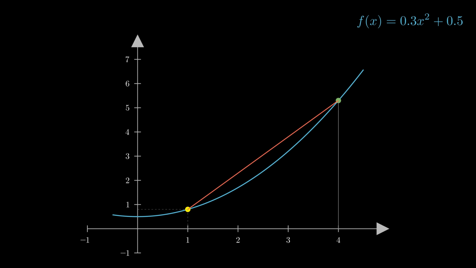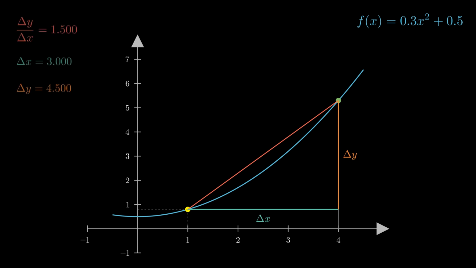Now I mark 2 important distances. This horizontal distance is delta x. This vertical distance is delta y, and the ratio of these two gives us the slope, delta y divided by delta x. Right now it is about 1.1. Delta x equals 3, which means there are 3 units of distance in the x direction between the points. Delta y is about 4.3.